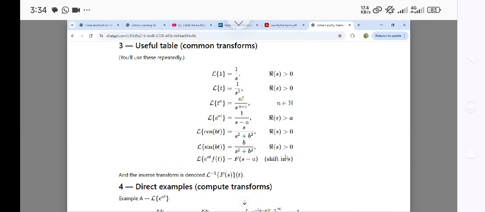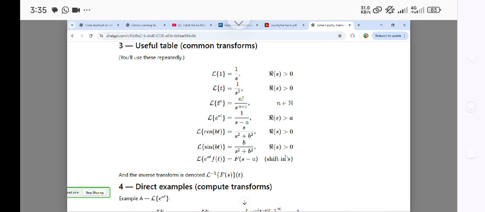So we have the Laplace transform table actually. The Laplace transform of 1 is 1 over s. If it is 3, it's 3 over s. If it is 5, it is 5 over s. Laplace transform of t is 1 over s squared. 1 over s what? Squared.